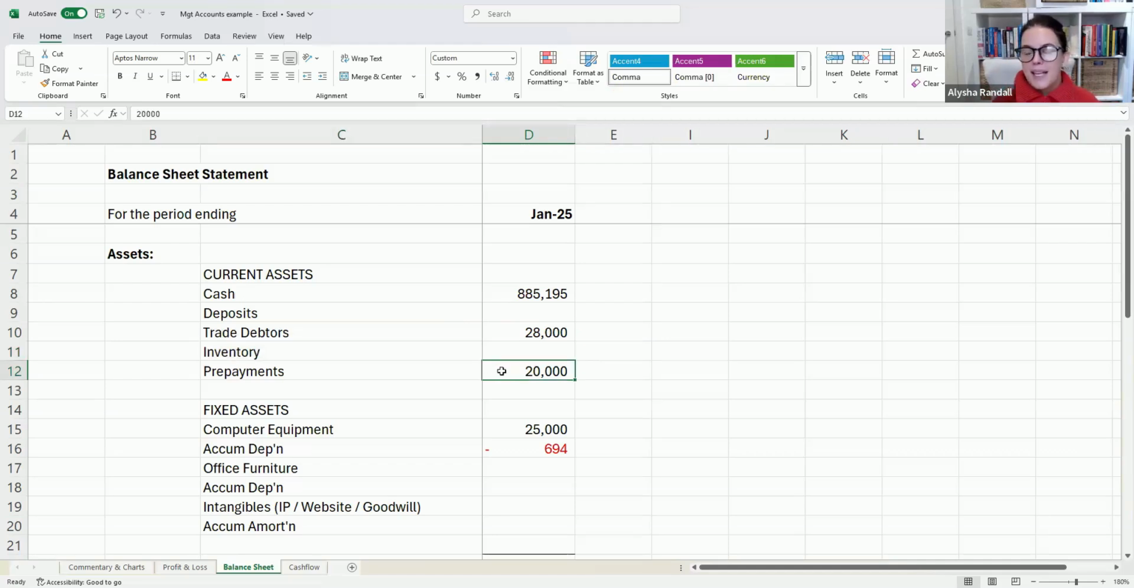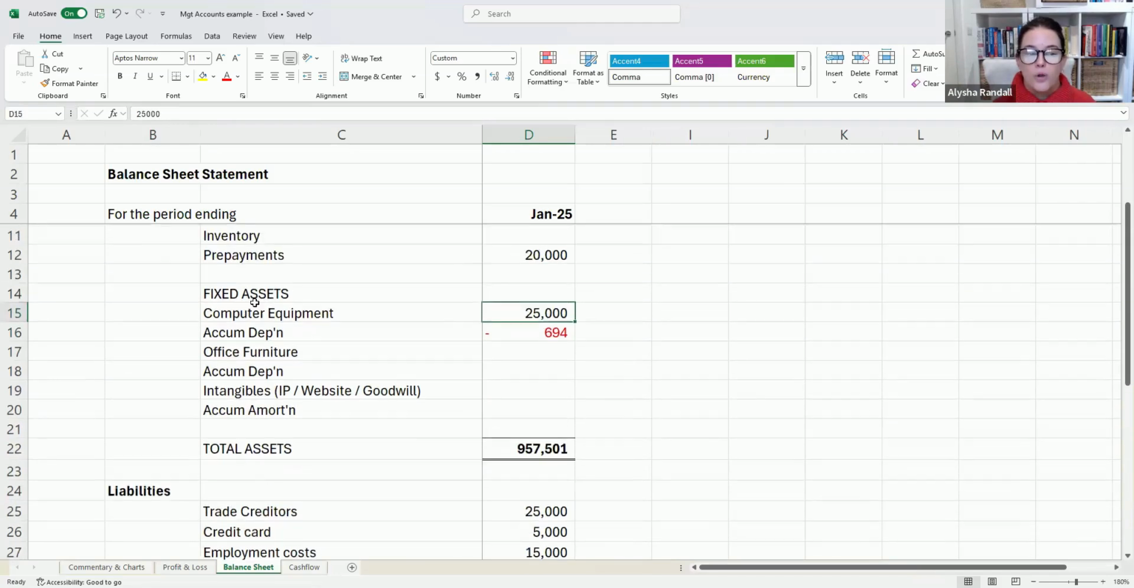Prepayments, that just means things that you've had to pay for up front, but you're not recognizing yet. Perfect example is an insurance policy for a whole year. You probably have to pay for the whole year up front. So we just recognize that a little bit every single month. So that's what prepayments means. It just means things that we've had to pay for up front.